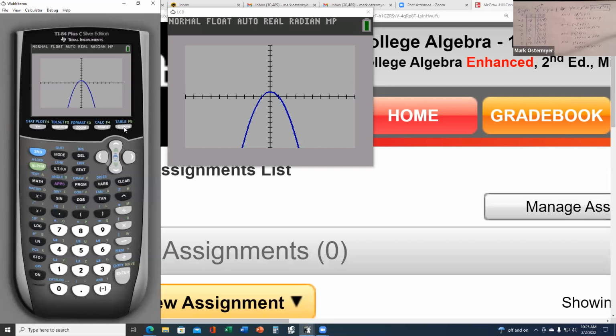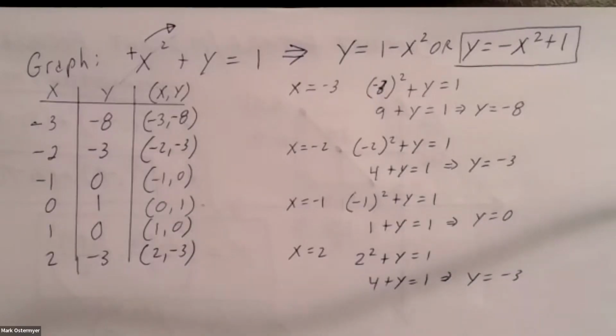Did we all get that graph, ladies and gentlemen? Anybody having a problem getting that graph? Notice the graph is the same as what we obtained manually here. All righty. So I'm assuming we're good on that graph there. Okay. Let's go back and try another one here.